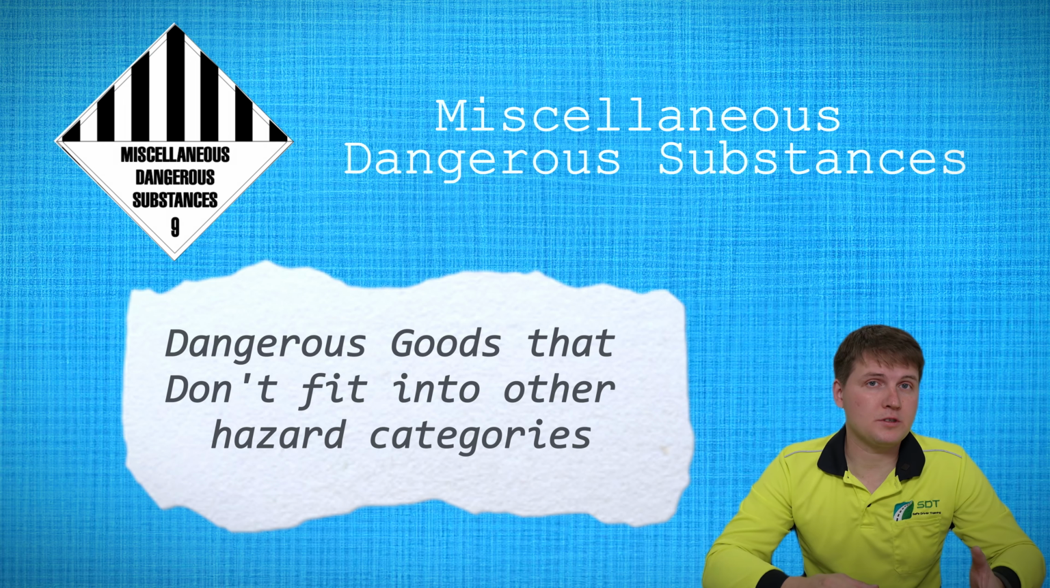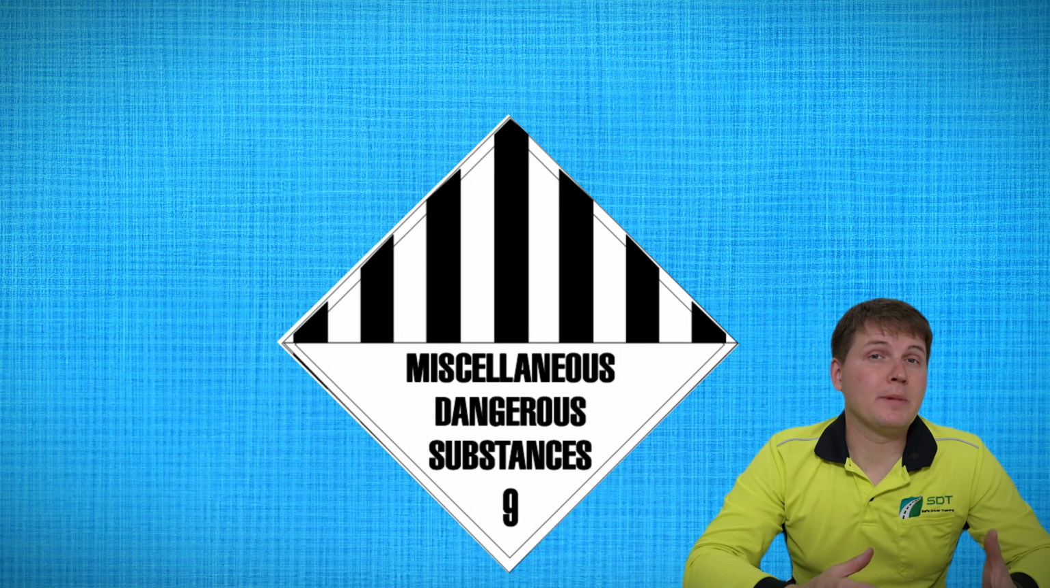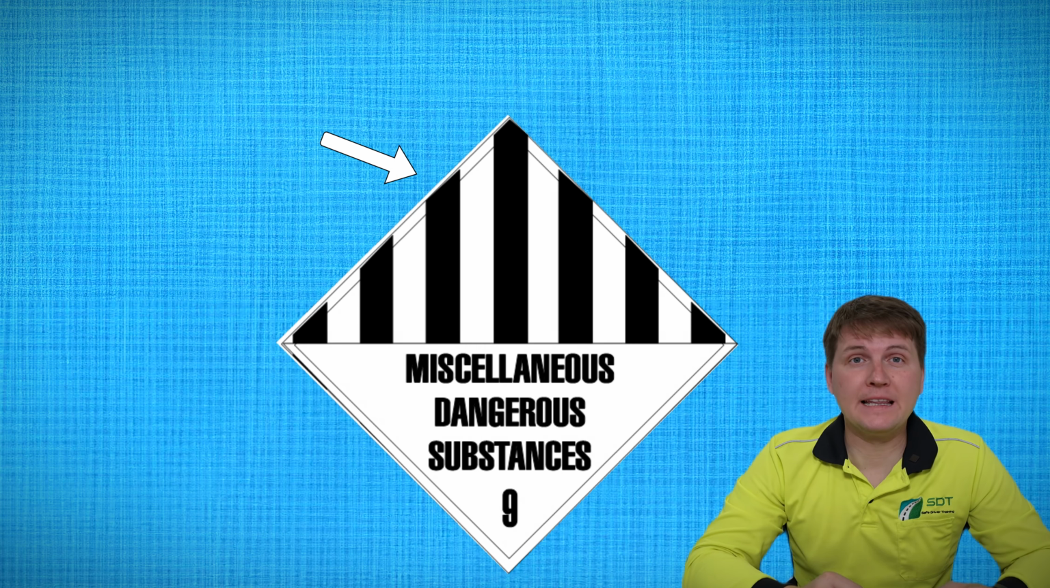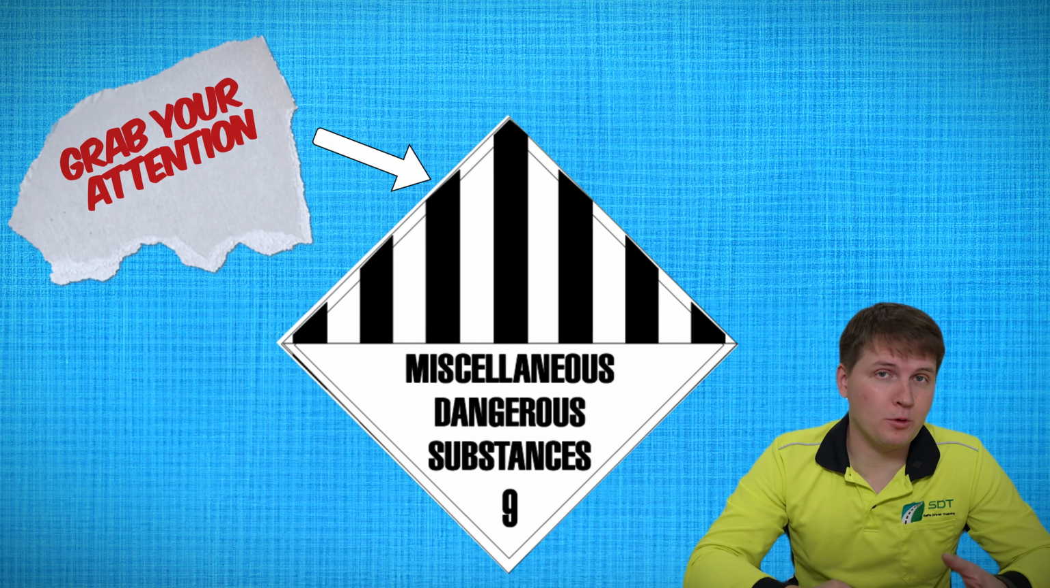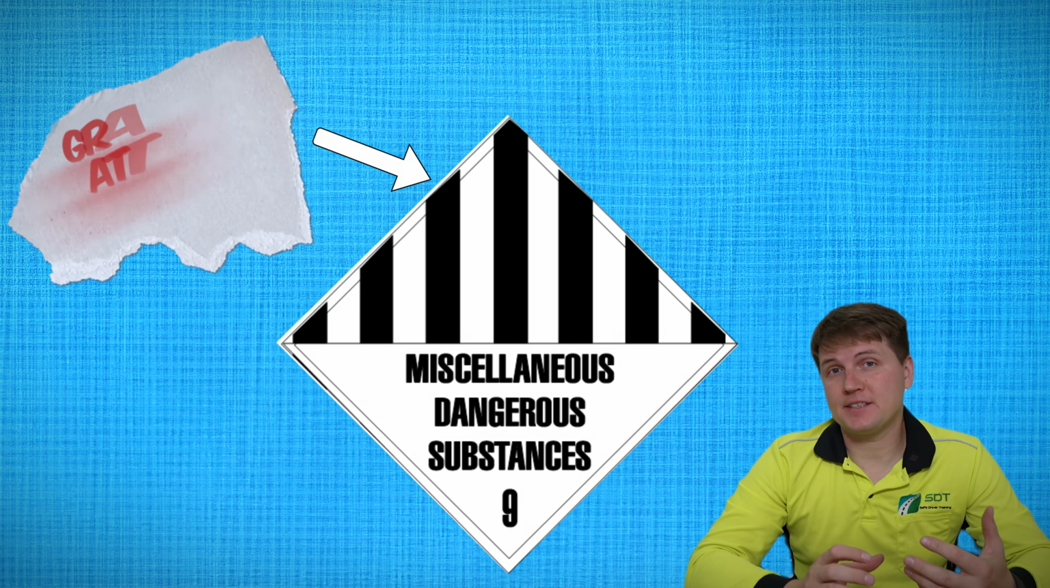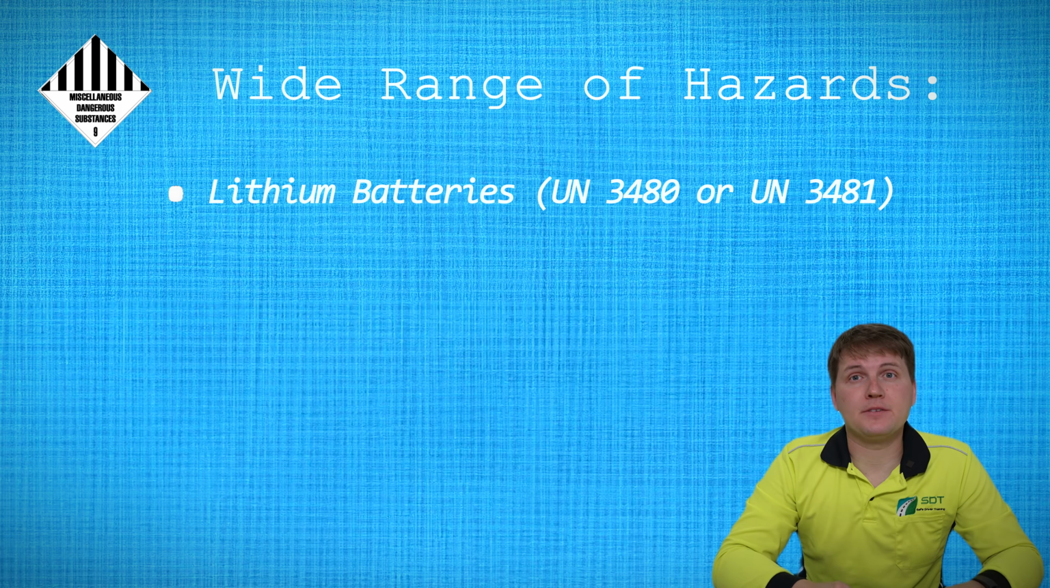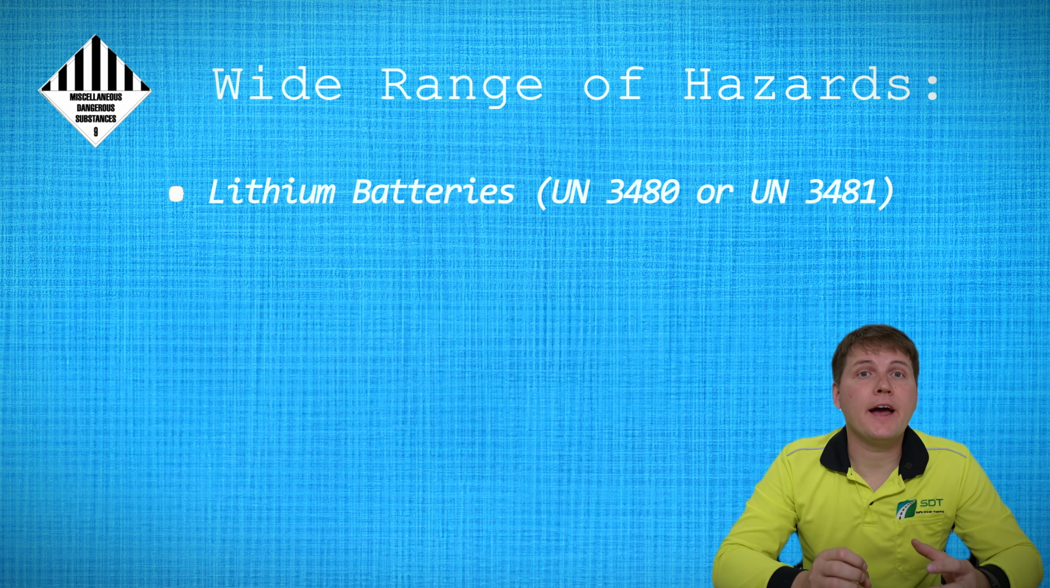The class 9 label is used for dangerous goods that don't fit into other hazard categories like flammables, toxics or explosives. So the black and white stripes on the top half of the label are simply there to grab your attention, as class 9 substances can have a wide range of hazards. For example, lithium batteries, UN number 3480 or UN number 3481. They are widely used in electronics, but they pose a fire and explosion risk.